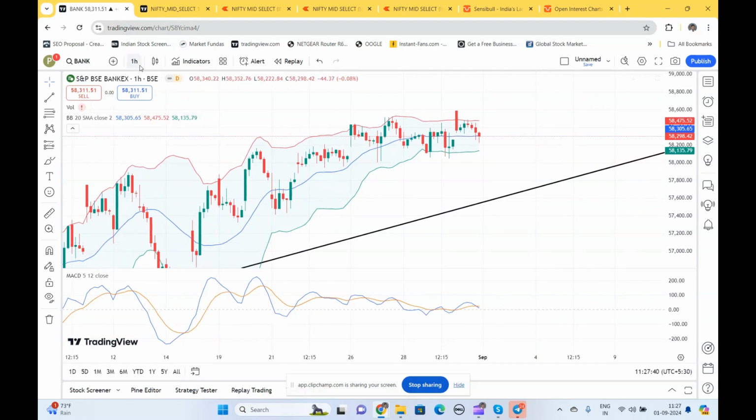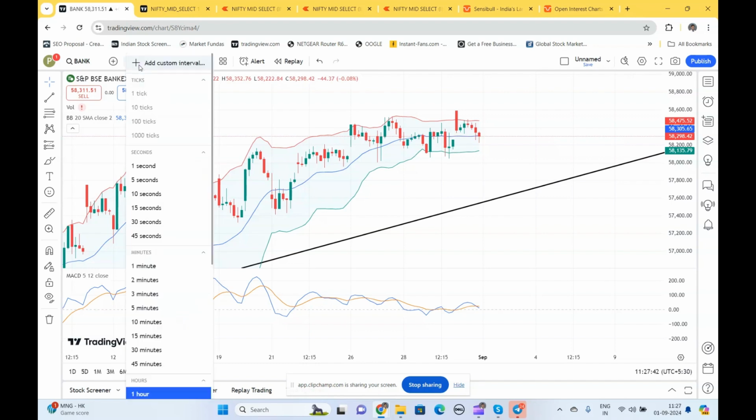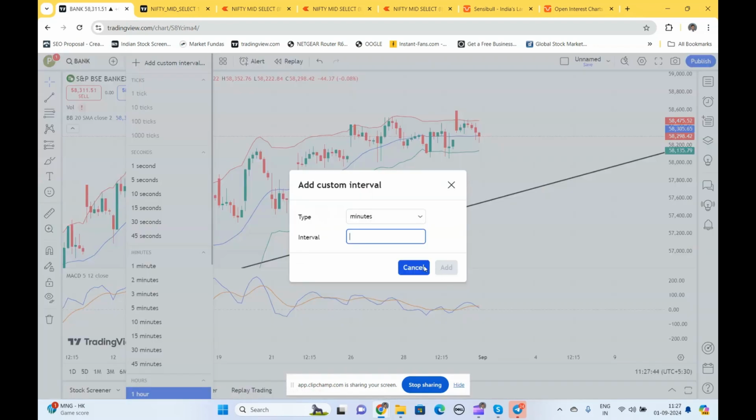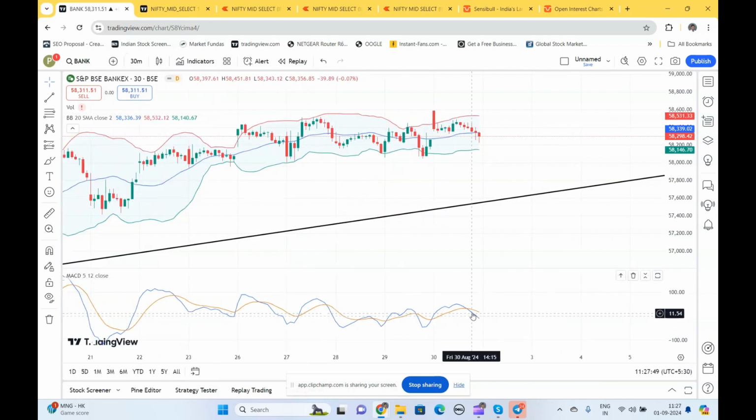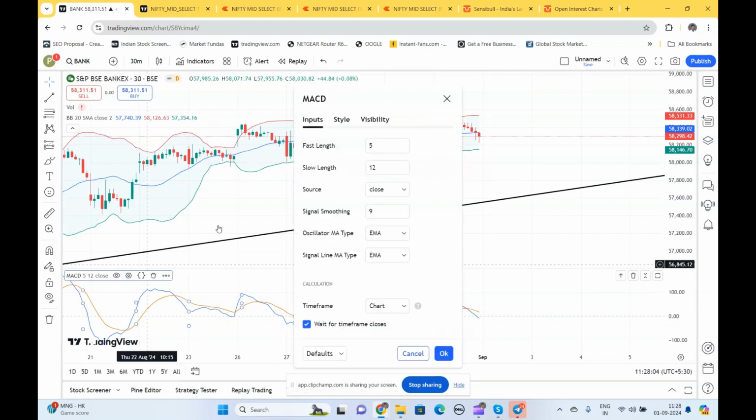Again, if you look at a lower time frame, you can go to 30 minutes. Look at this. MACD shows the red line is crossing the blue line. That means the tendency is to go down unless the blue line crosses the red line. By default in MACD you get 26 and 12, but I've changed it to 5 and 12.